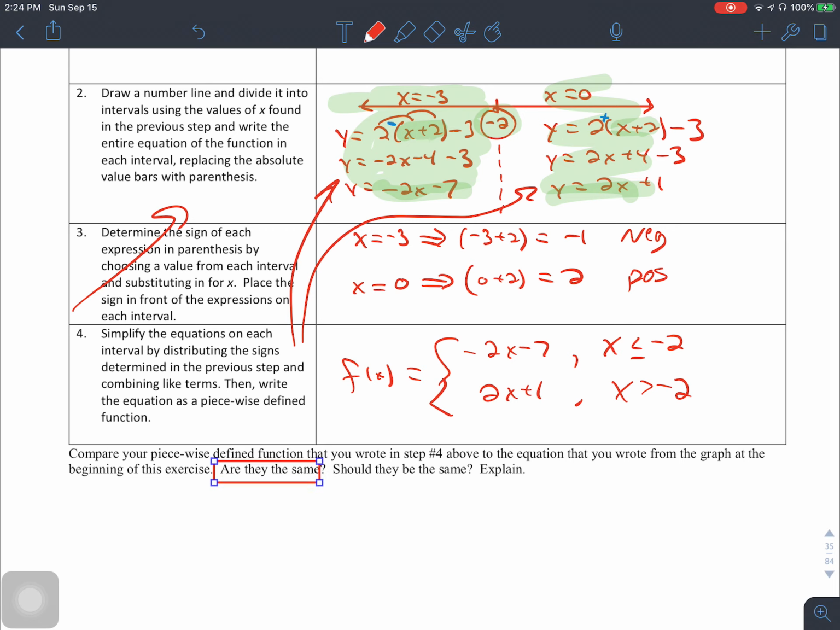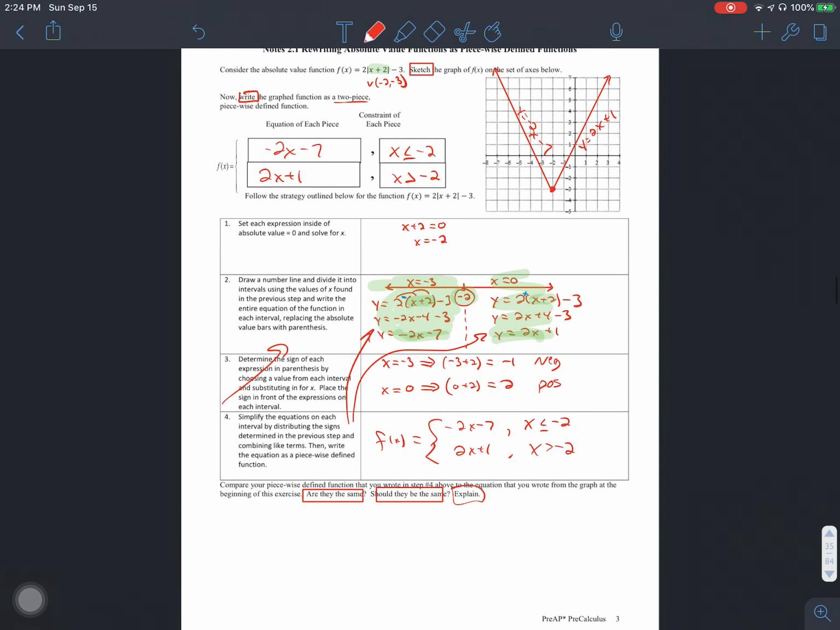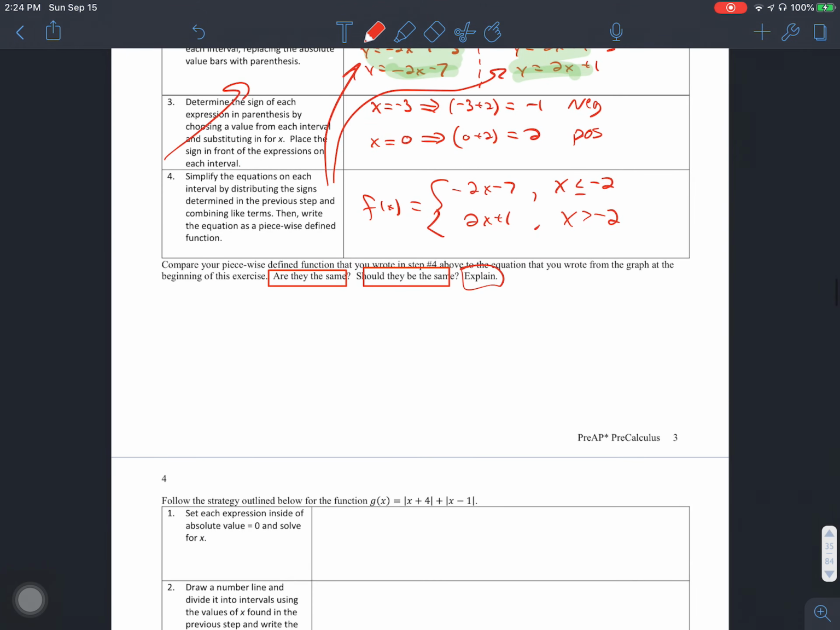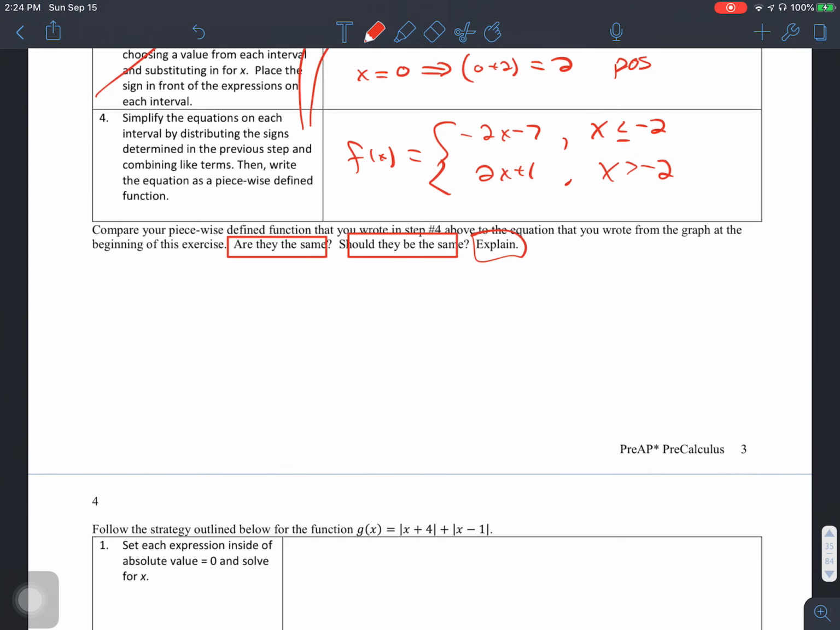Should they be the same? Explain. So look at them. They are the same. We're supposed to, well, let's first say that. They shouldn't start out with "they." The equation from step 4 is the same.